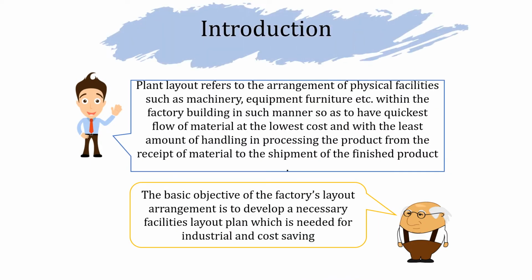For the introduction, plant layout refers to the arrangement of physical facilities such as machinery, equipment, furniture, etc. within the factory building in such a manner so as to have the quickest flow of material at the lowest cost and with the least amount of handling in processing the product from the receipt of material to the shipment of the finished product. The basic objective of the factory layout arrangement is to develop a necessary facilities layout plan which is needed for industrial and cost saving.